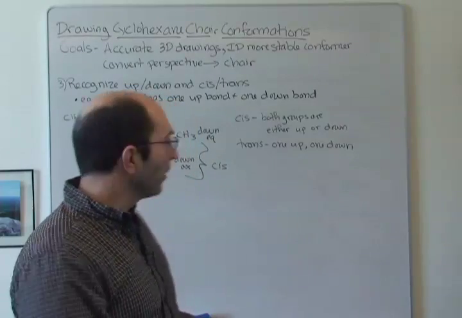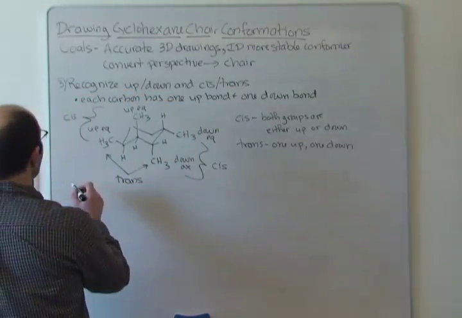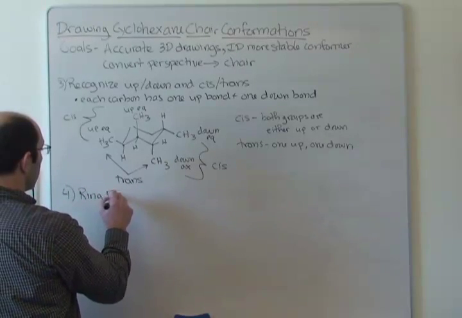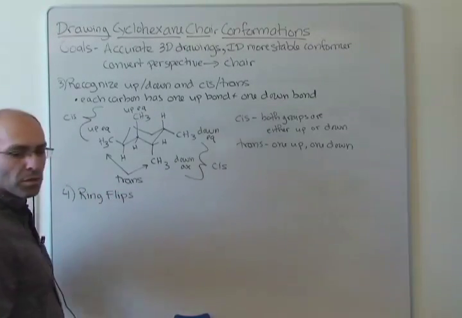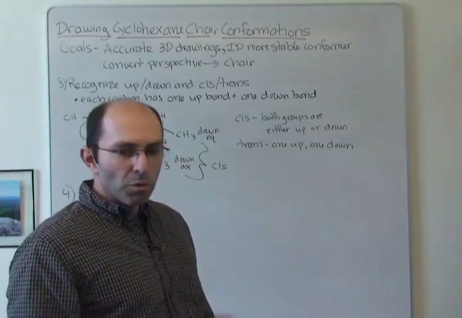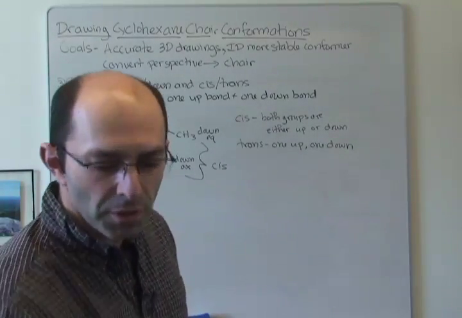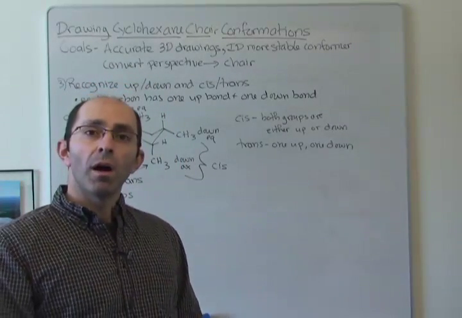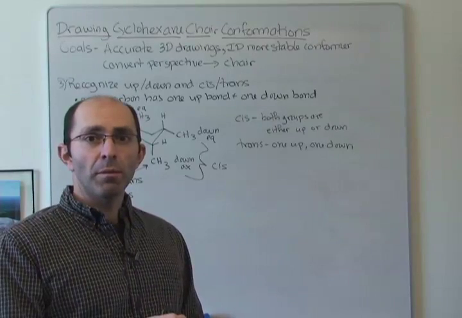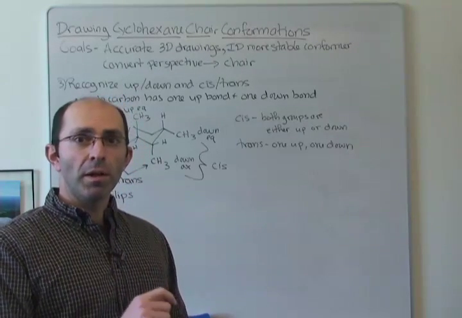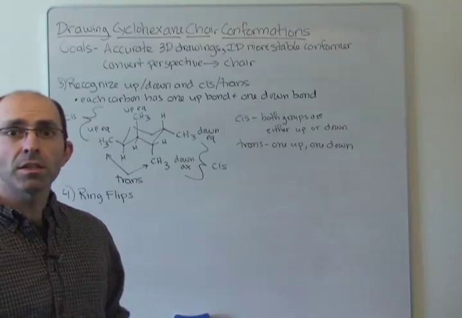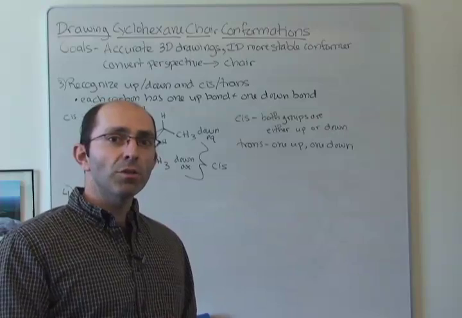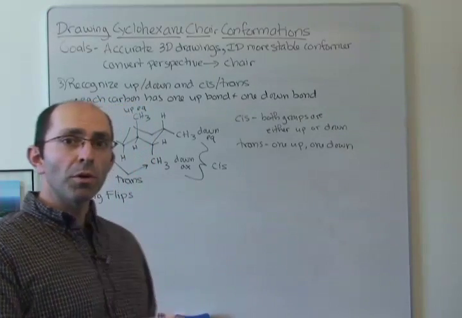Now let's look at what happens when we do a ring flip. When you do a ring flip, it's really important to understand what changes and what doesn't change. Up bonds do not change to down bonds. Up bonds stay up. Down bonds stay down. Cis stays cis. Trans stays trans. The only thing that changes when you ring flip is axial goes to equatorial and equatorial goes to axial.